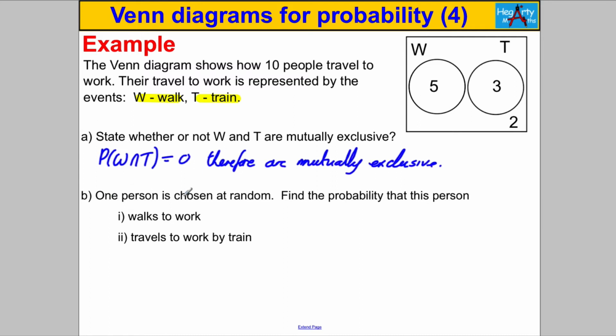Okay, next it says one person is chosen at random. Find the probability the person walks to work. Well, there are 5 people out of a total of 10, and 5 over 10 simplifies to a half. Simple as that. Next, what's the probability the person travels by train? There are 3 such people out of a total of 10, and you can't simplify that, so we're done.